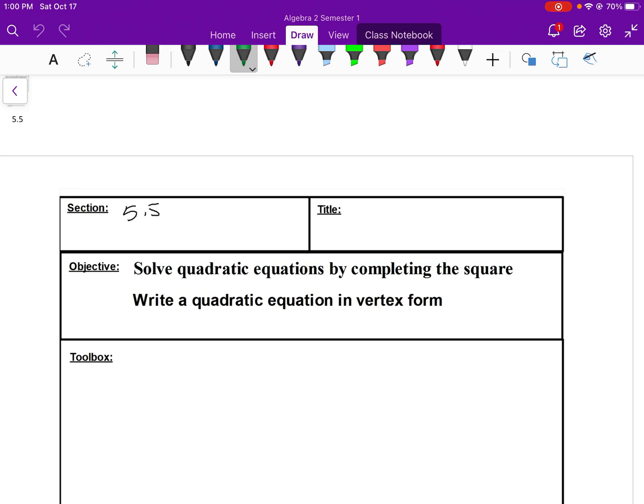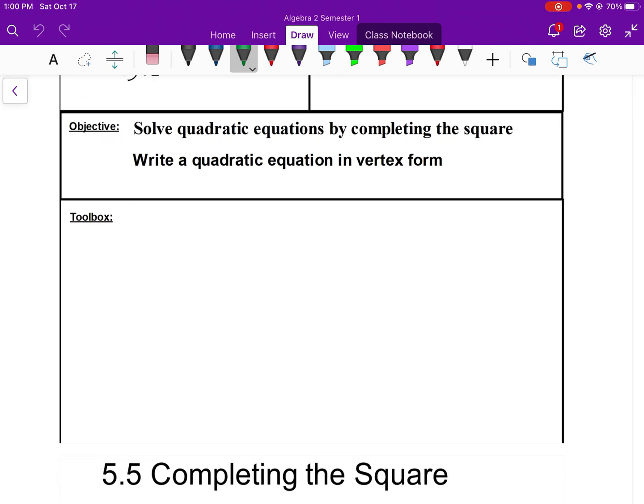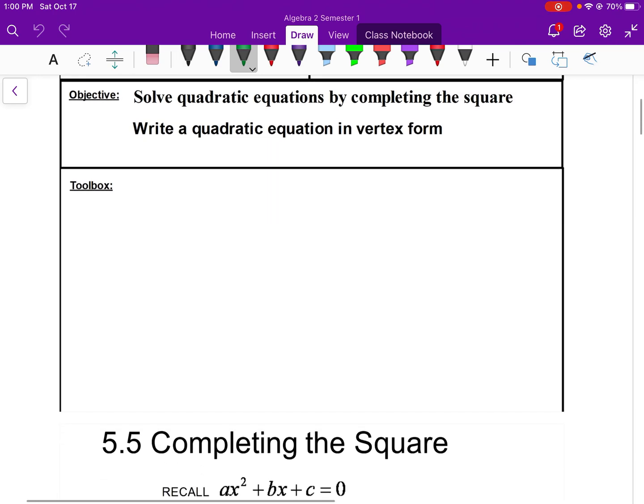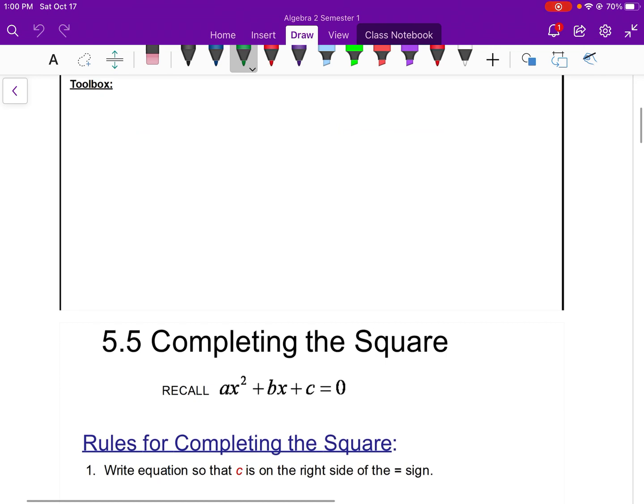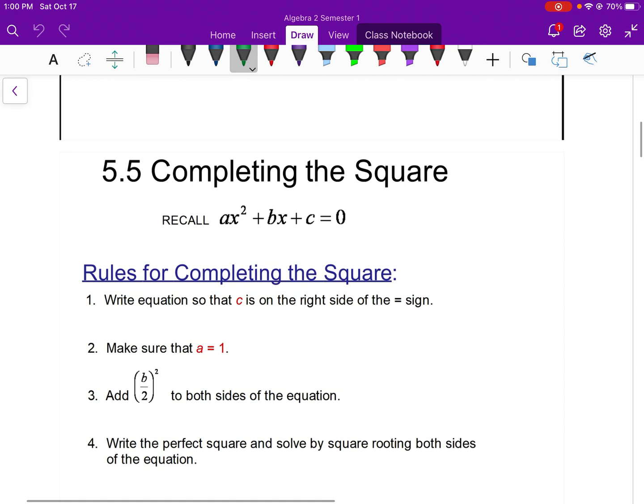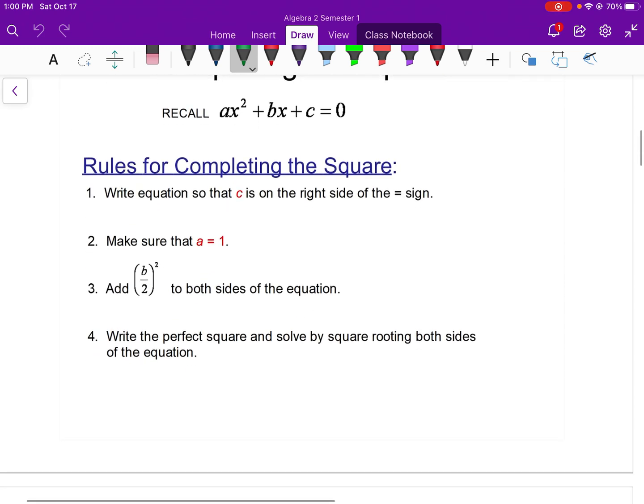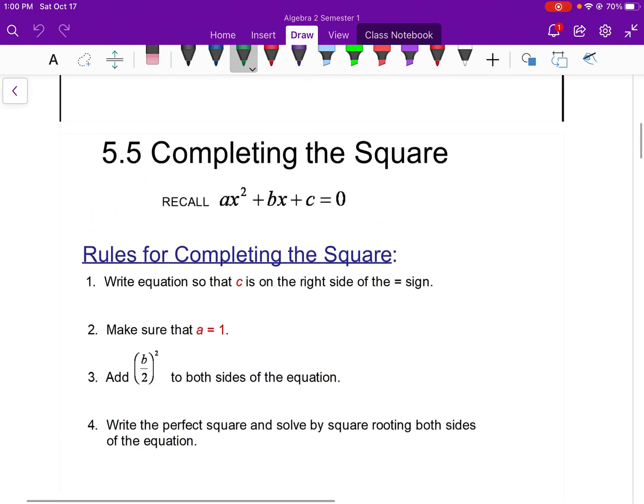Okay, but today again, completing the square. This is kind of the most, I don't want to say useless, but useless methods. But it is another method. Some people do like it, but it is another way to solve a quadratic, just not one that you typically will use. Okay, so we have our quadratic, ax squared plus bx plus c.